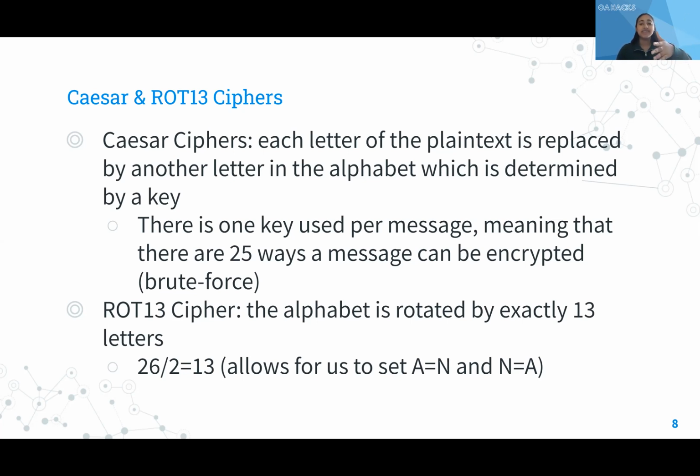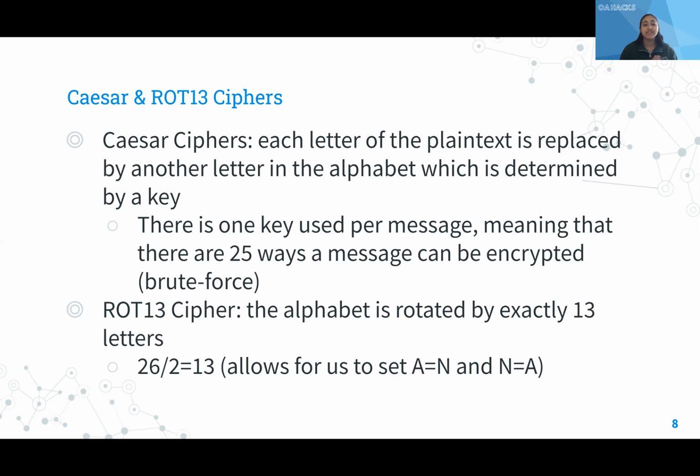B would be equal to C, C would be equal to D, D would be equal to E. If my key was 2, A would be equal to C, B would be equal to D, and so forth. So there's always one key used per message in a Caesar cipher, meaning that there are only 25 ways you can encrypt a phrase in Caesar cipher methods.